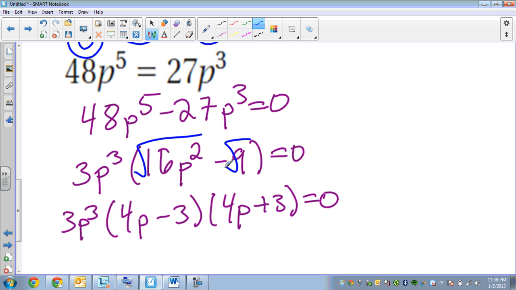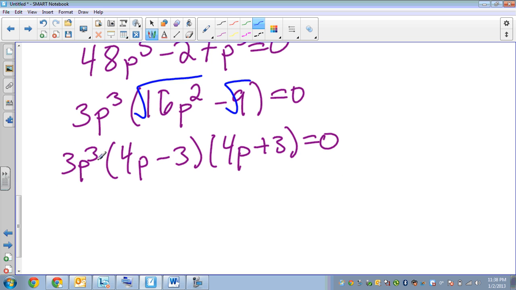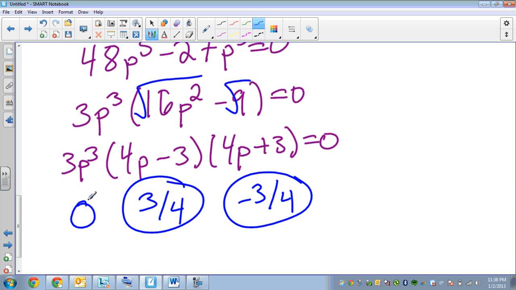And I split it up, and when we do the square root, we got to do plus or minus. So that's where the plus or minus comes from. It's from doing the square root of both of those. So now we go through and we solve each of these. What makes this p to the third 0? If we put in a 0. What makes this 0? We'd have to add 3 and divide by 4. So that would be a positive 3/4. For this one, we'd have to subtract 3 and then divide by 4. So -3/4. Those are our answers.